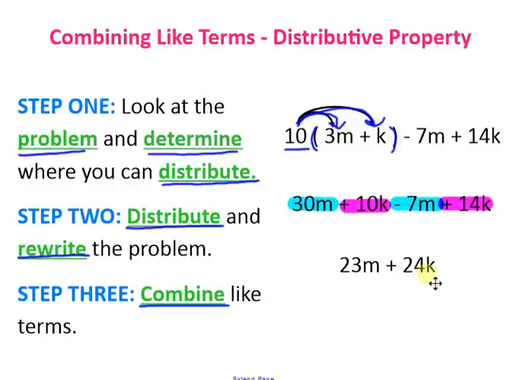Now the mistake that I made here is I did not put them in alphabetical order. So this should be 24k plus 23m. So please make sure that you correct that final answer.